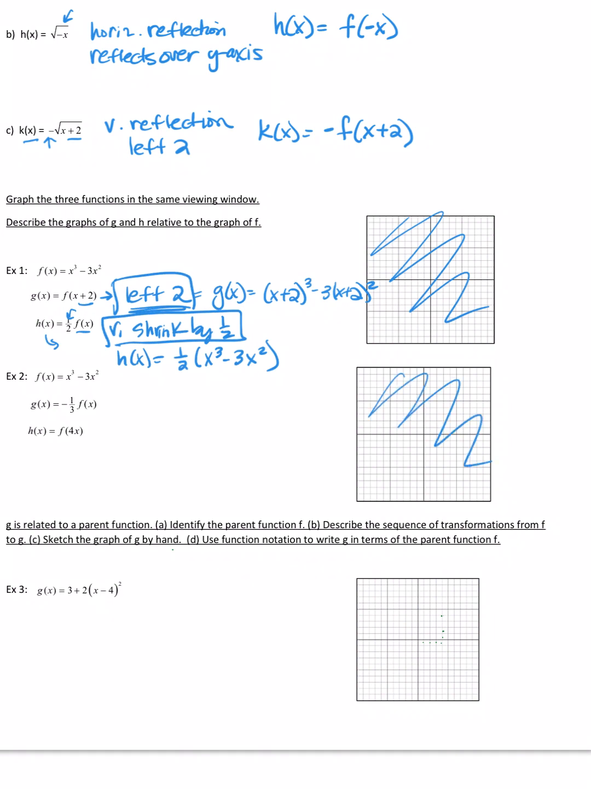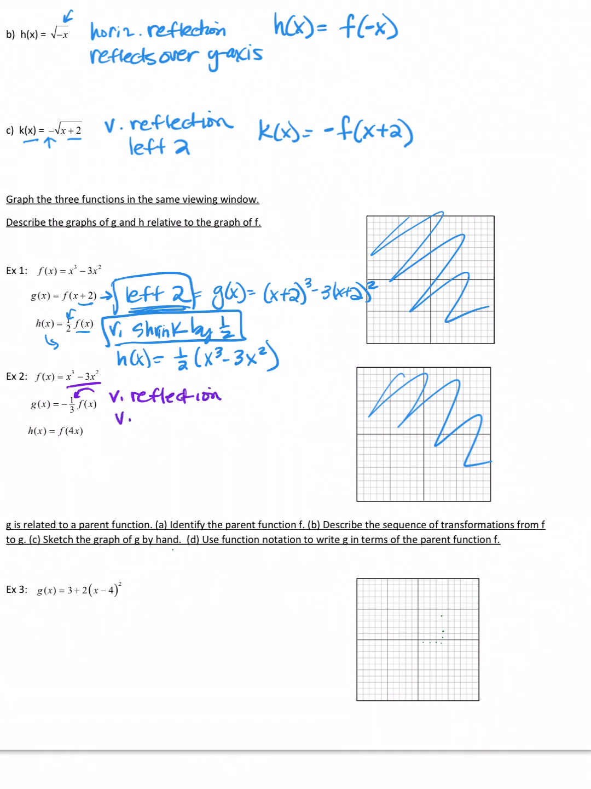Example 2. Here's my original. It looks the same, doesn't it? Look at this one. The negative 1/3 is on the outside. What is that negative 1/3 doing? Well, that negative 1/3 has two things going on. It's a vertical reflection, the negative.